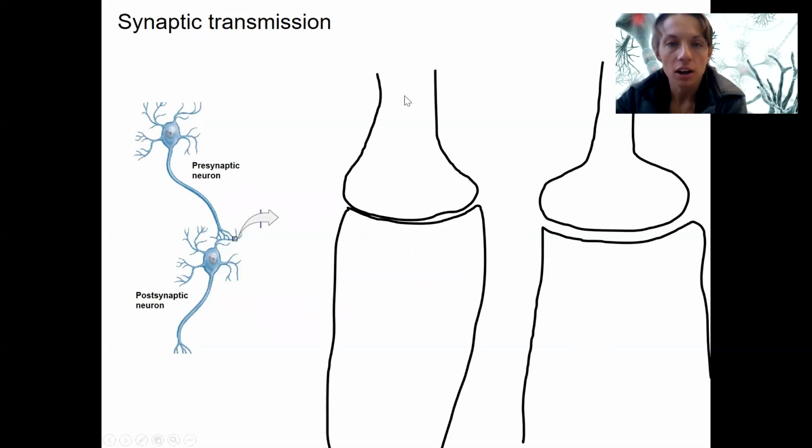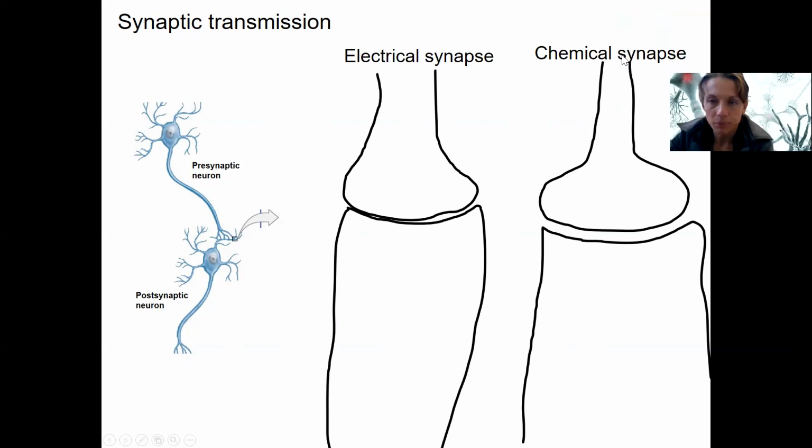So here are the two different types, and the differences in anatomy here are not that important besides this gap. So here is our electrical synapse, and here is our chemical synapse over here. And the only difference in anatomy that I want you to notice is this gap right here is a synaptic cleft. It's a gap between the two cells.